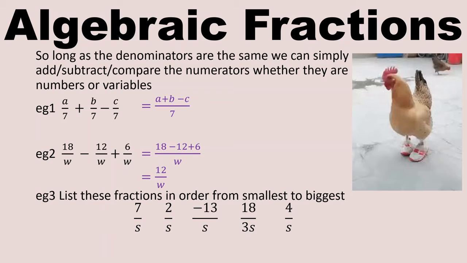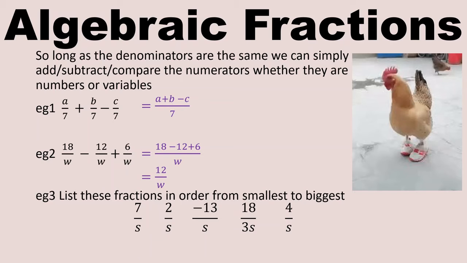List these fractions in order from smallest to biggest. Now that should be fairly simple if we have common denominators. And in most cases we do. These are all algebraic fractions and the denominators all involve the letter S. All of them, in fact, have a denominator of S except for this one. This one is 3S. Now, to get a common denominator, we look for the lowest common multiple.